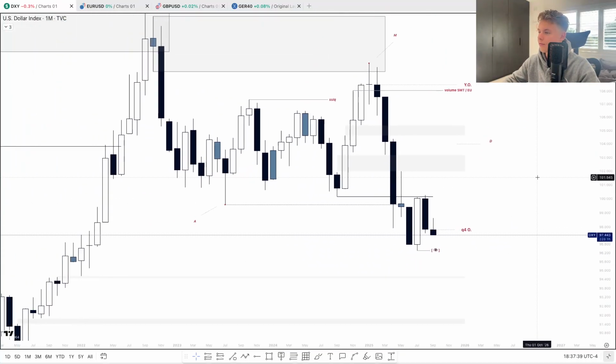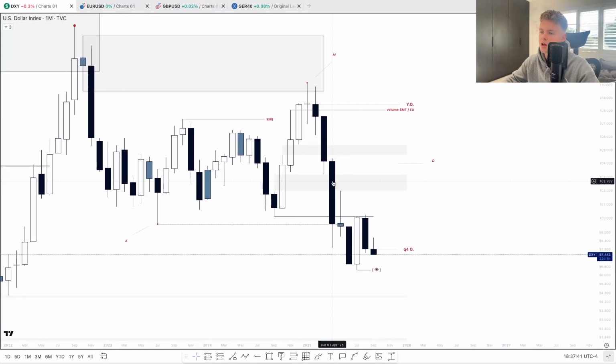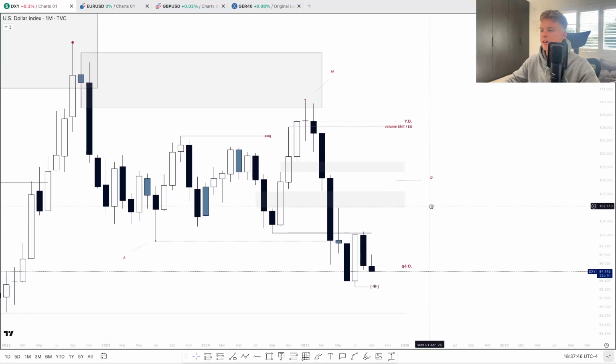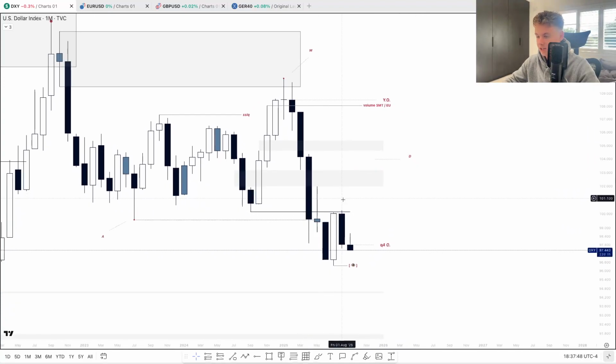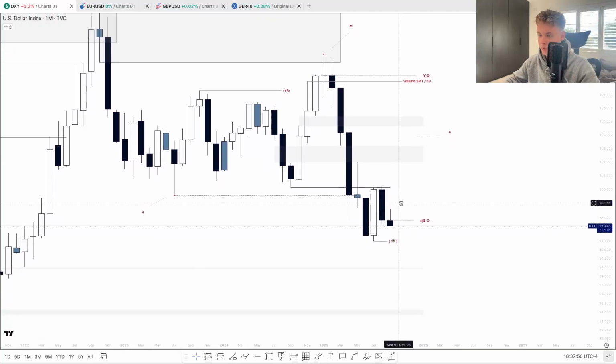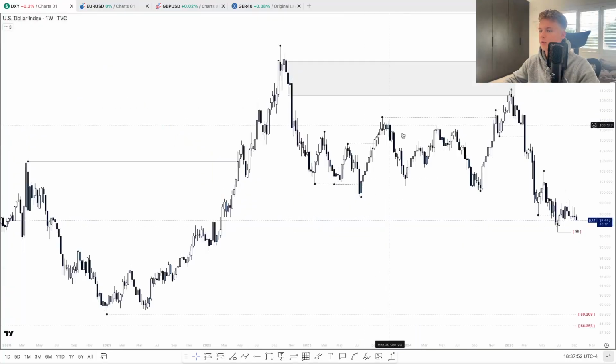As I've said, very, very obvious bearish pressure. We have inverse fair value gaps, so what we call BPRs, and we have price just continuing to rally lower and form bearish price action. Now let's go to the weekly time frame.